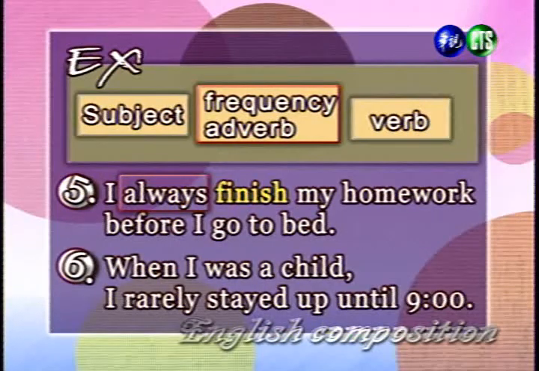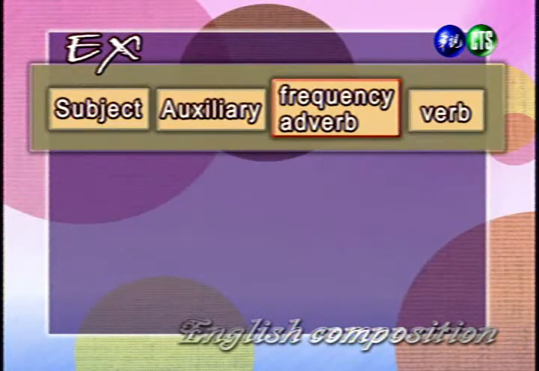Or let's take a look at another example. When I was a child, I rarely stayed up until 9 o'clock. And again, you can see our frequency adverb rarely. This appears before our verb, which is stayed up.